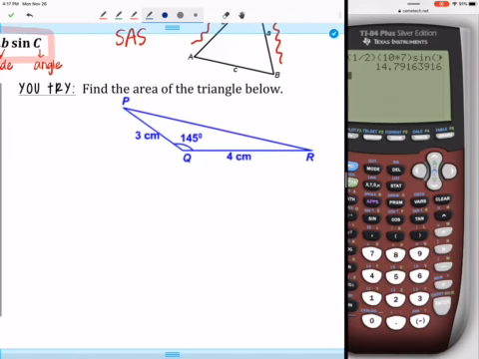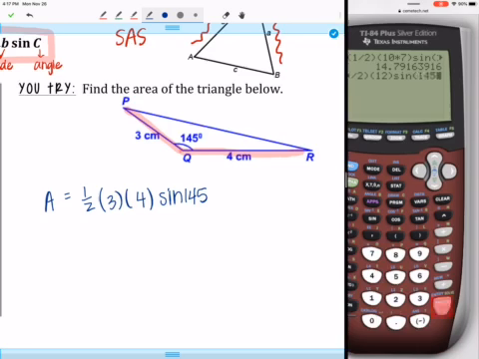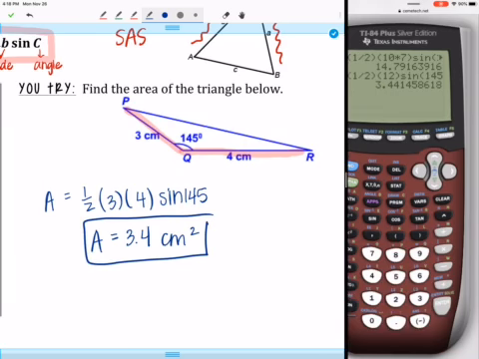All right, for this one, still a side, angle in the middle, and our other side, so we're good to go. So 1/2, the two sides we're given are 3 and 4. The angle that's included is 145. So 1/2, 3 times 4 is 12, sine 145. And we get that the area is 3.4 centimeters squared.